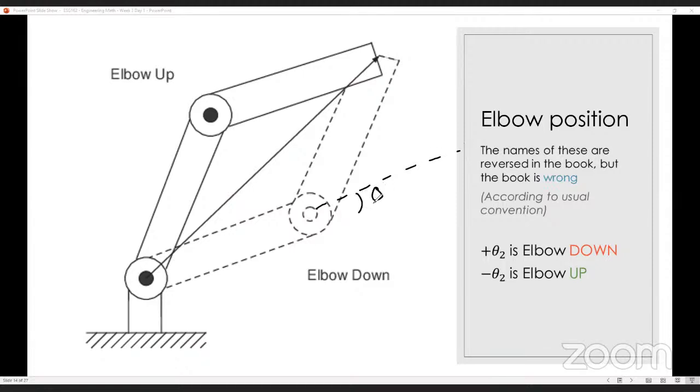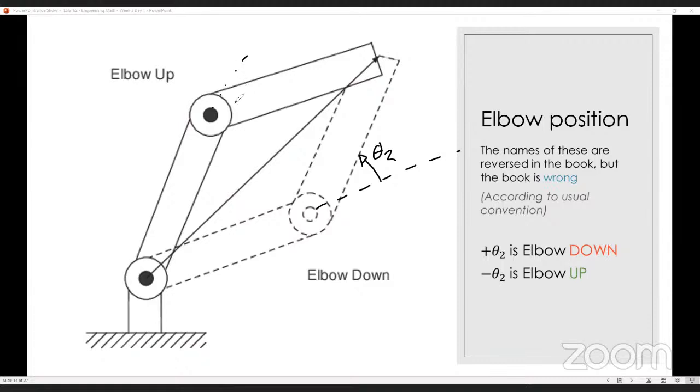No, right? Well, yes, right? This is elbow down, right? Elbow down, I gave you the wrong angle. Let's try that one more time. This is θ2. That's the elbow down position. That's a positive angle, right?